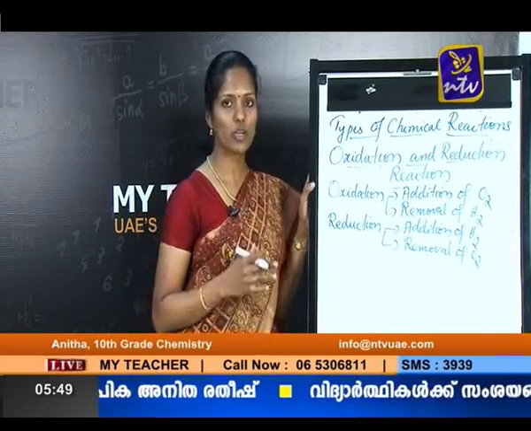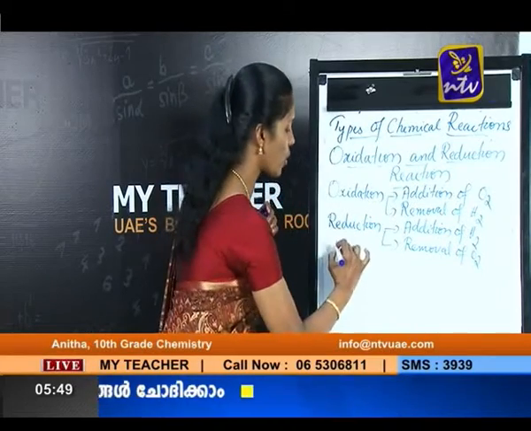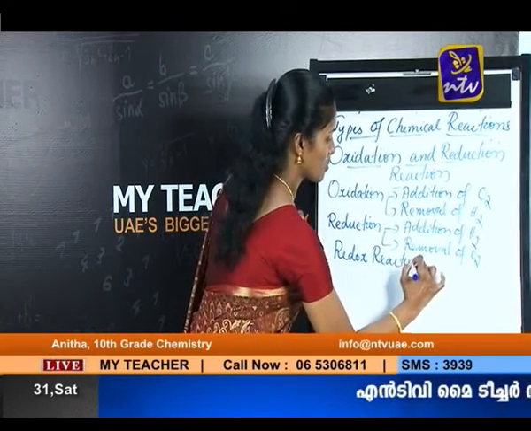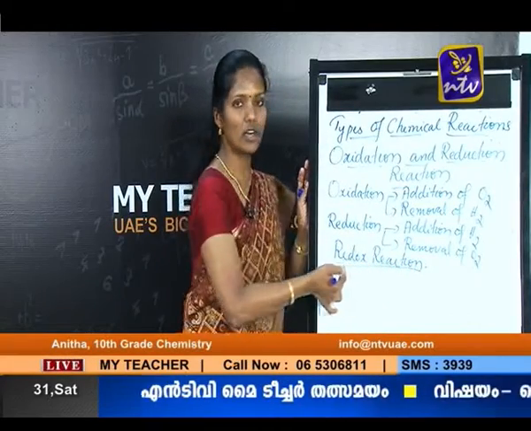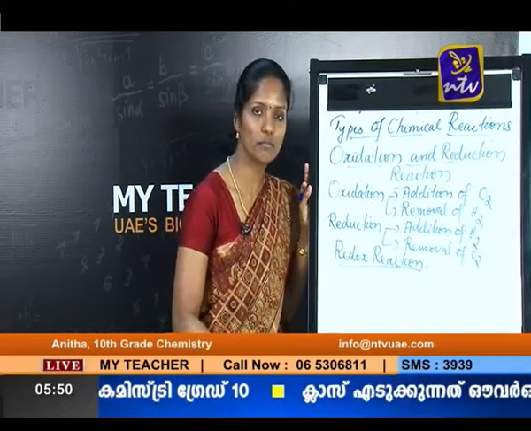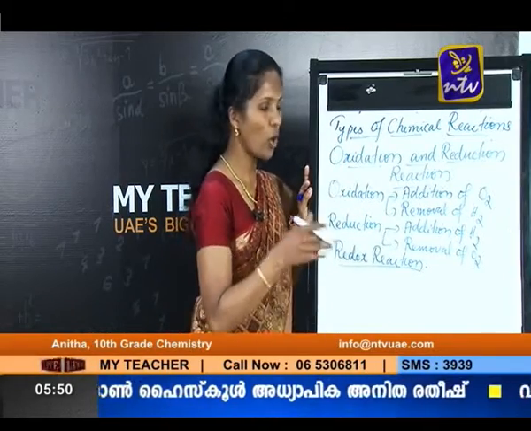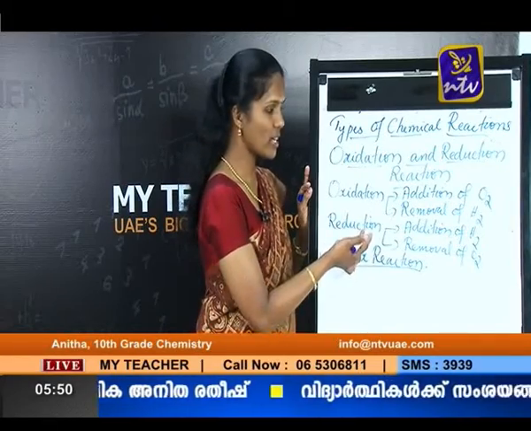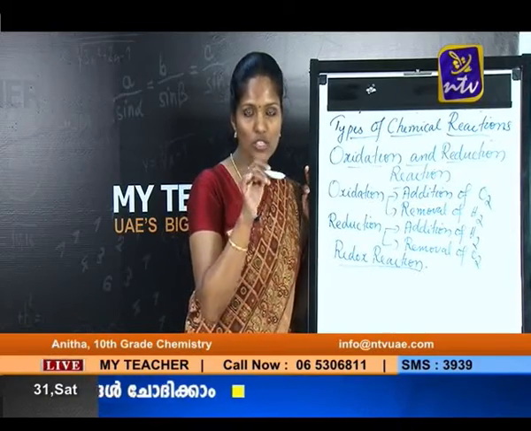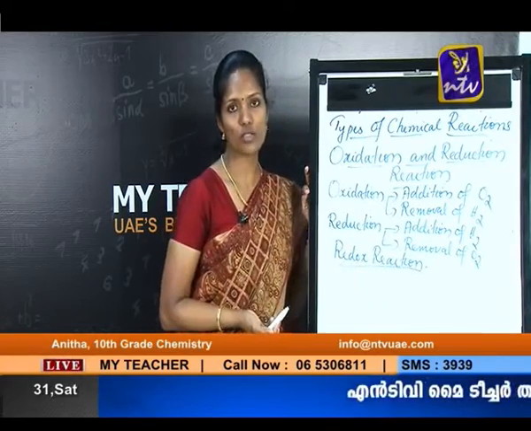In a chemical reaction, normally both reactions are carried out together. When oxidation and reduction occur in a single reaction, such reactions are called redox reactions. So, redox reactions are reactions in which oxidation and reduction take place simultaneously. Oxidation is addition of oxygen or removal of hydrogen, and reduction is addition of hydrogen or removal of oxygen.